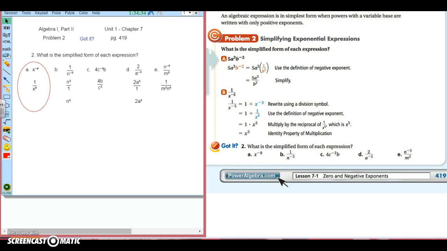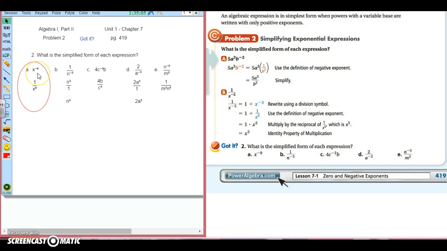There are two things to remember here. Number one, the exponent only goes with what it is right next to. So if things aren't in parentheses, it only goes with that one thing. The second thing is that only the base that has the negative exponent moves. Nothing else moves. So in A, this is very similar to problem 1.